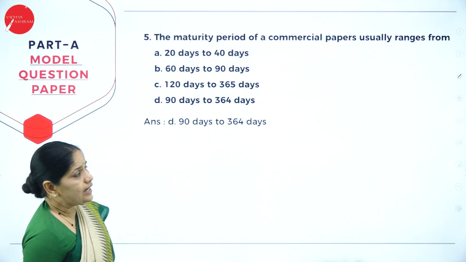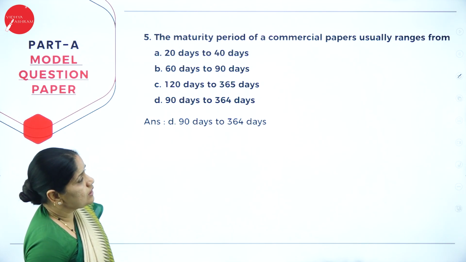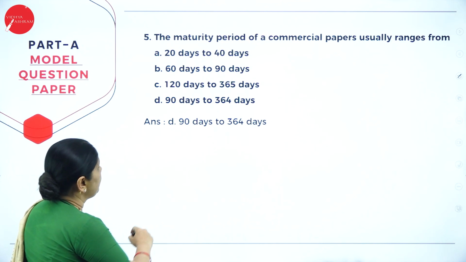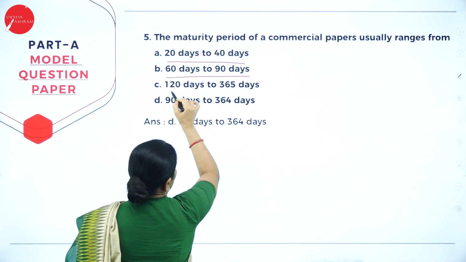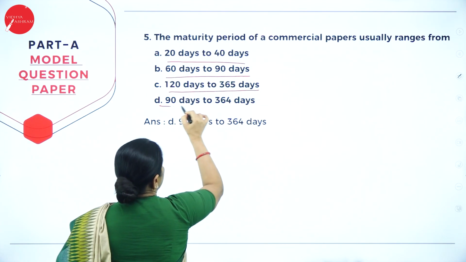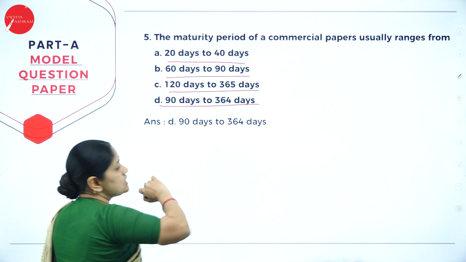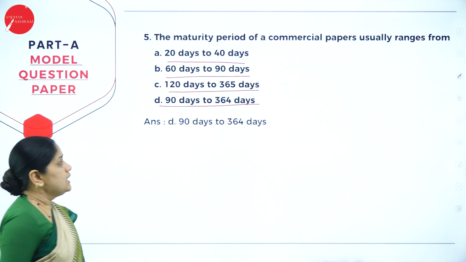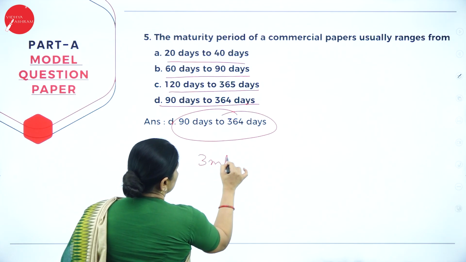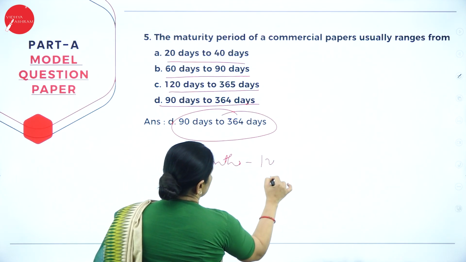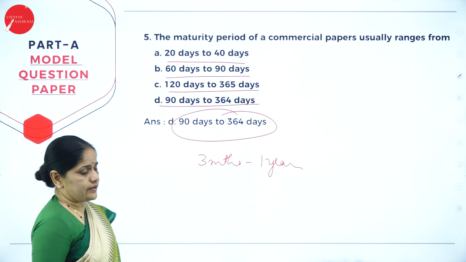Then fifth one, the maturity period of a commercial paper usually ranges from 20 to 40 days, 60 to 90 days, 120 to 365 days and 90 days to 364 days. So the answer is between 3 months to 1 year. So this is the answer.